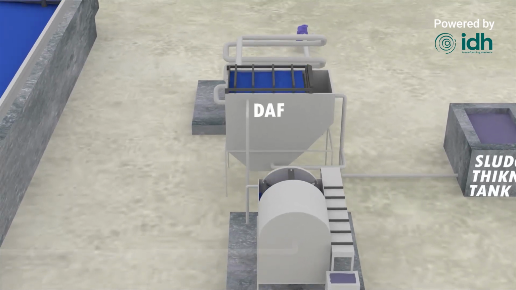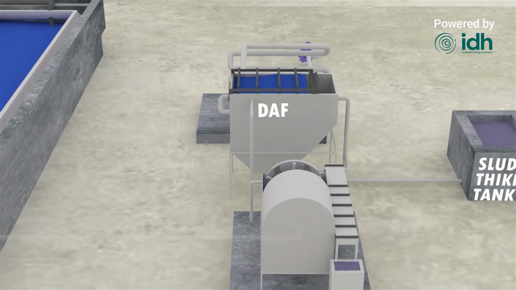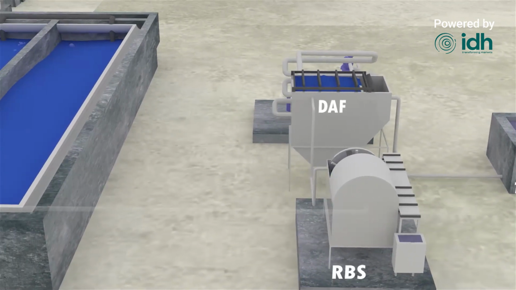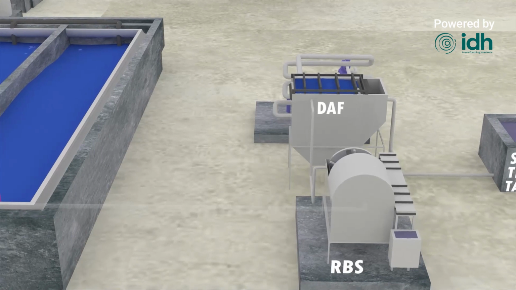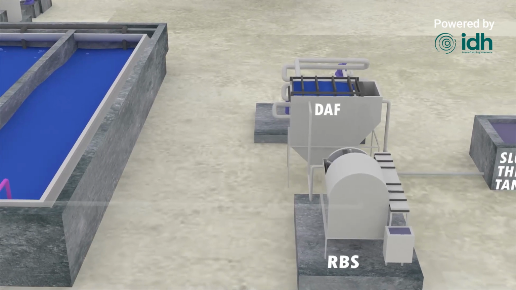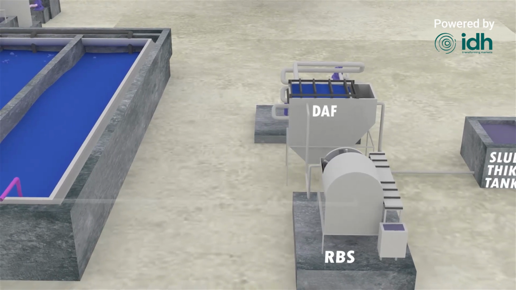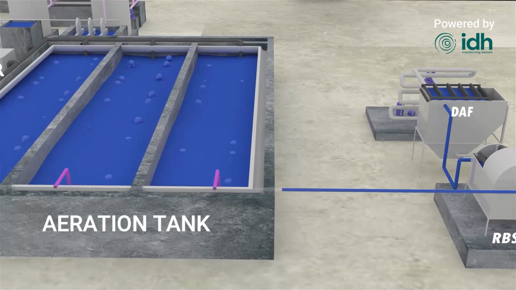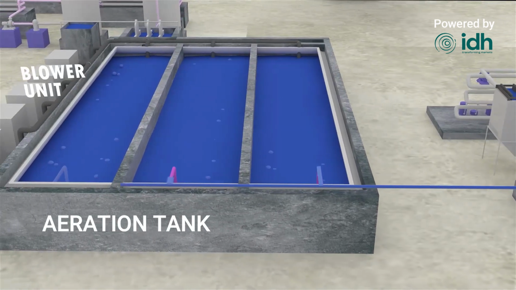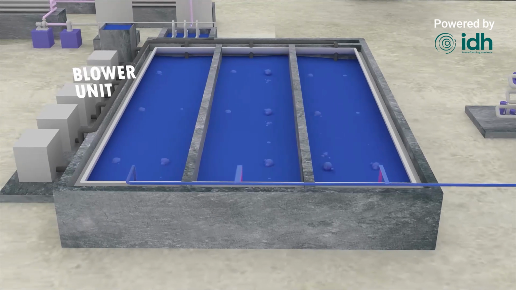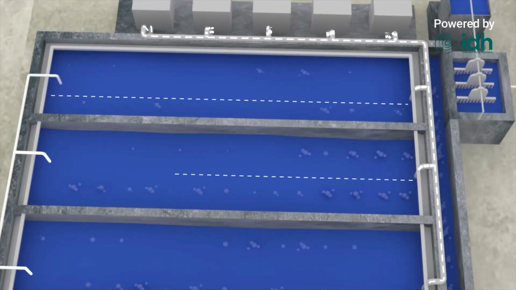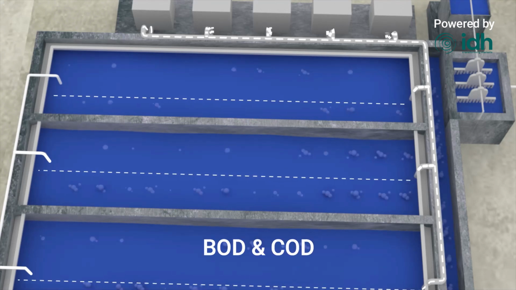The clarified wastewater from the DAF unit then enters the rotating fine bar screen, RBS, a mechanical filtration device that removes any remaining suspended solids and debris, ensuring a clean water stream for subsequent treatment stages. After solids removal, the clarified wastewater enters the aeration tank for further biological treatment. Dissolved oxygen is introduced to the wastewater to promote the growth of beneficial microorganisms which break down organic matter and reduce mainly BOD and COD.